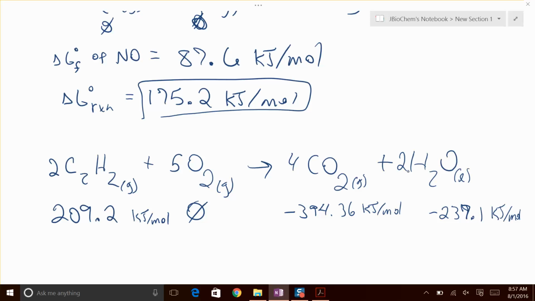And so the coefficients, like the previous problem, we are multiplying by. So that's right. Products minus reactants, so it'd be negative 349.36 times the coefficient, plus 237.1 times 2. Got it. Okay, that's one side. Minus this 209.2 times 2. Got it.